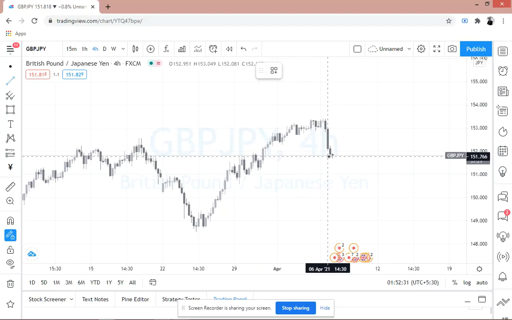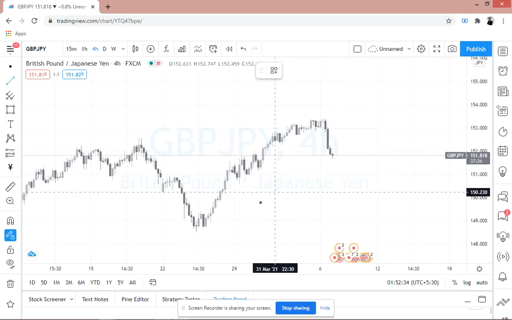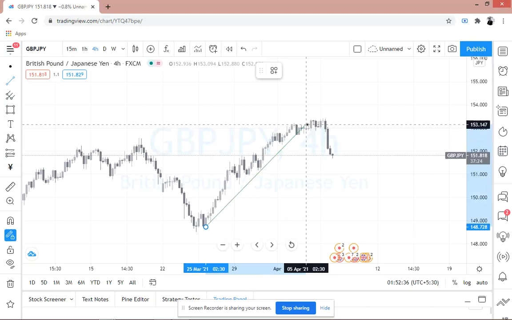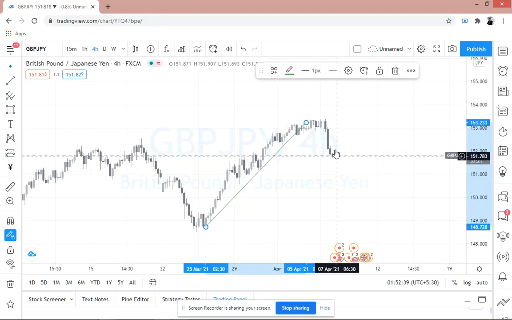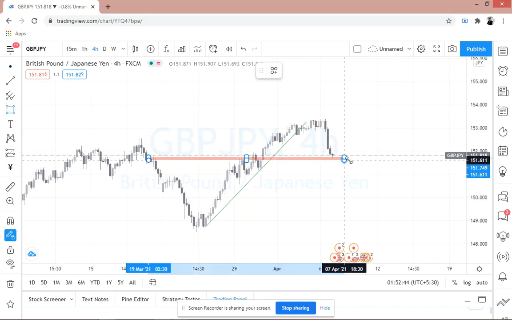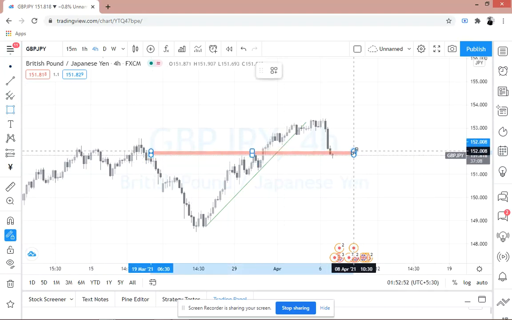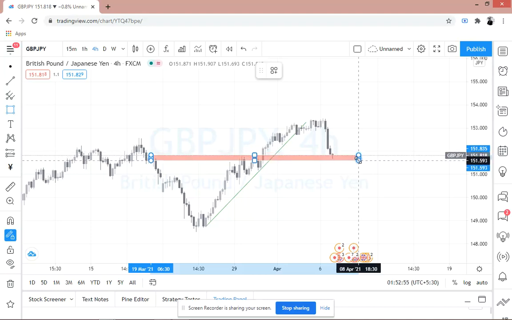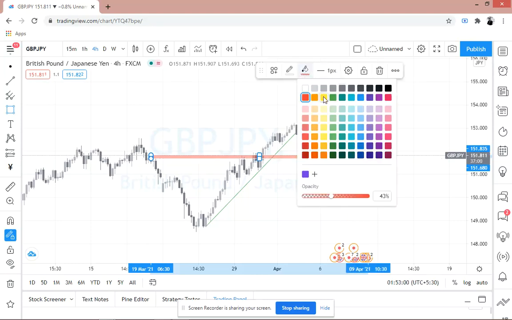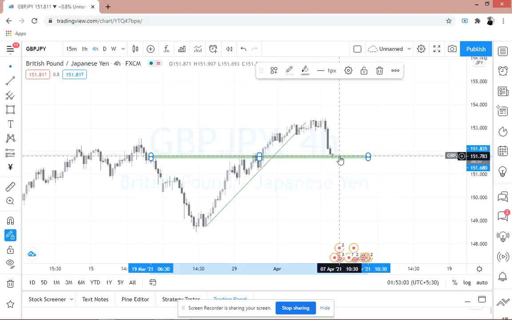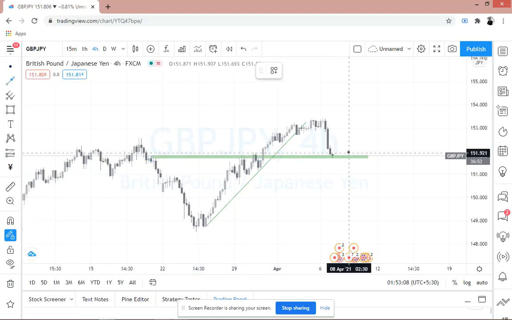We have some momentum of sellers. This is uptrend. We have some momentum of sellers. But we also have a reversal level here. We also have some reversal area here. So we should expect buyers entry at this level. That is what I'm expecting at GBP JPY.